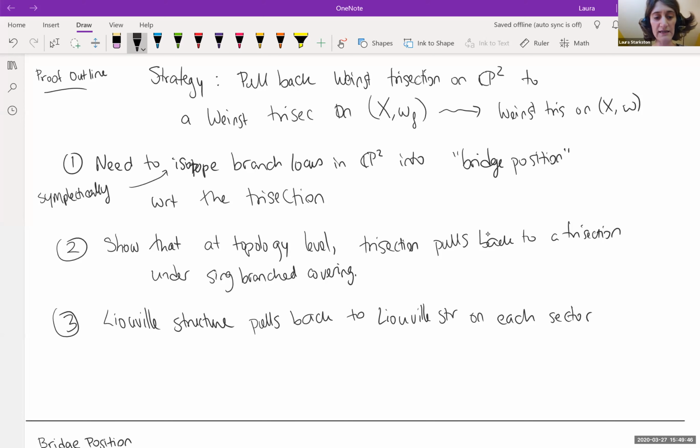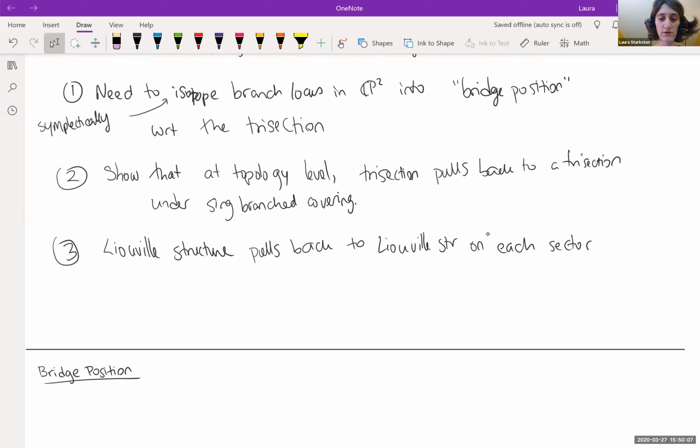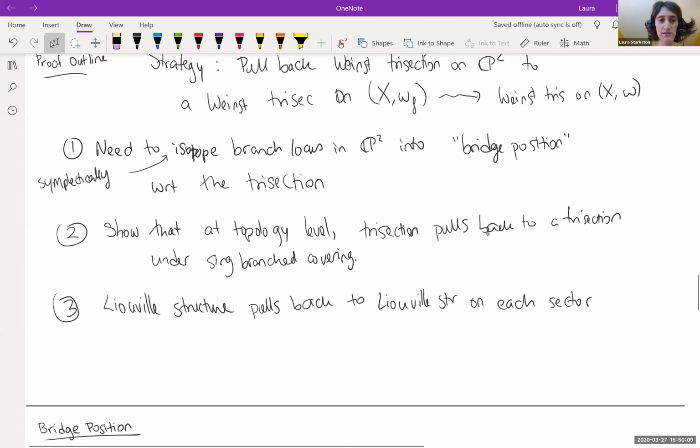And so that notion of pulling back is going to be kind of similar to the notion that omega sub f is a pullback of omega. It's not exactly the pullback of omega because that's singular, but we're going to be able to add this little perturbation to make it so omega becomes symplectic and the Louisville structure becomes Louisville. Okay, any questions? I'm going to talk about each step.